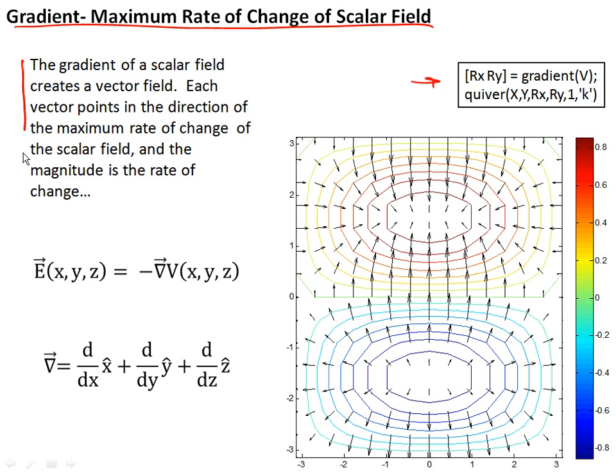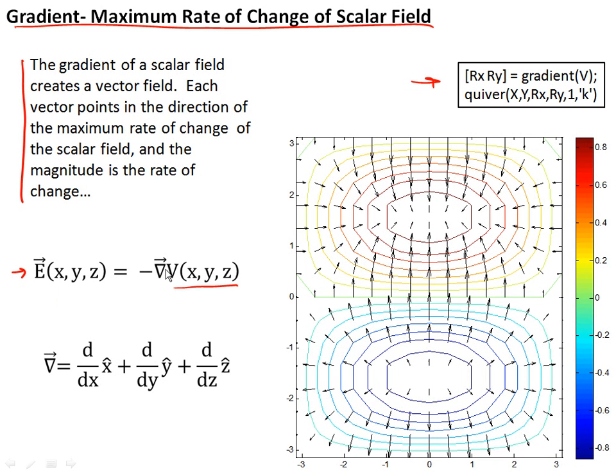We know that the gradient of a scalar field creates a vector field, and each vector points in the direction of maximum rate of change of the scalar field, and the magnitude of the vectors is essentially the rate of change. From this, it's easy to calculate the electric field from a scalar potential distribution by just taking the negative of the gradient. Now, why do we take the negative of the gradient?